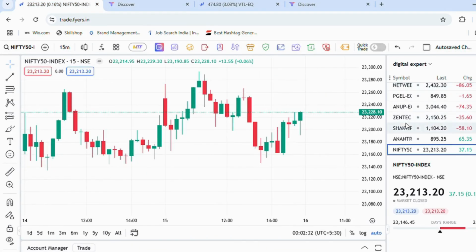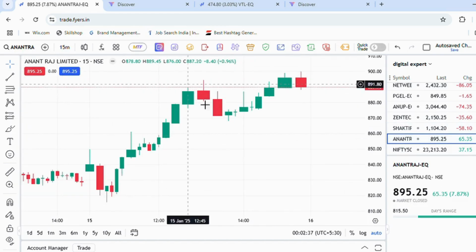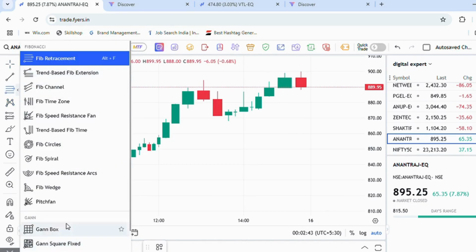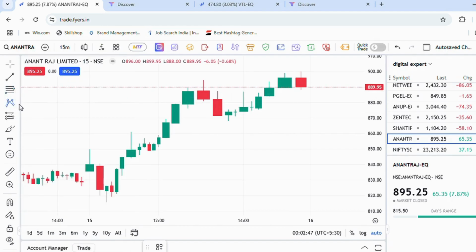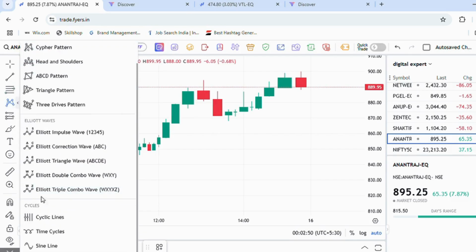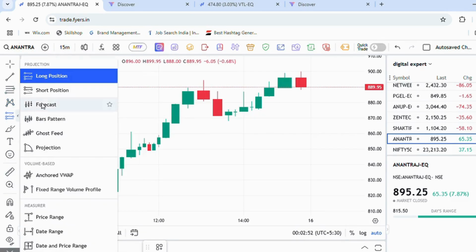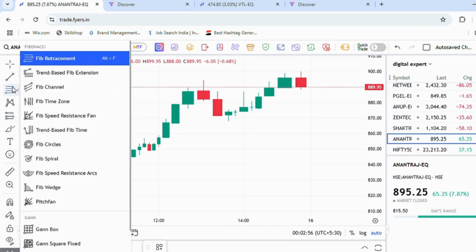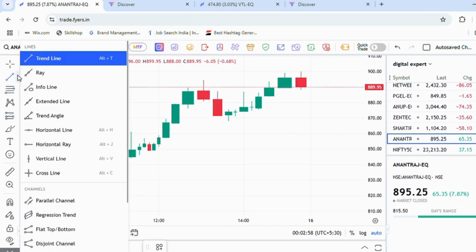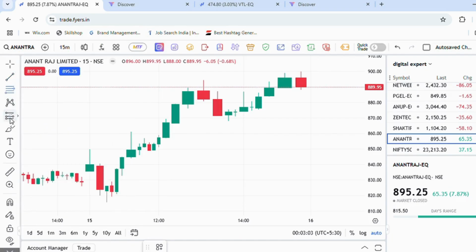So let's see. Let's go and find, okay, let's look at the stock. And if you go here, there are lots of options for Fibonacci series, the patterns, long positions. So everything is available here for trends.